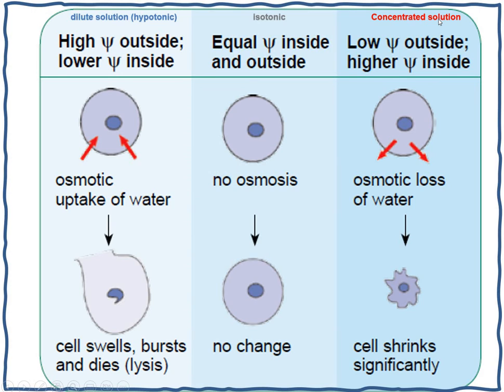If it's in a concentrated solution known as a hypertonic solution, there's going to be a low water potential outside and a higher water potential inside. Therefore, because it goes from high to low, or less negative to more negative, water's going to move out by osmosis and the cell is going to shrink and shrivel.